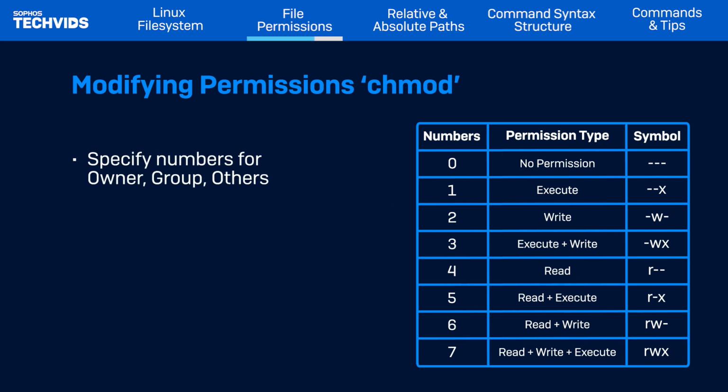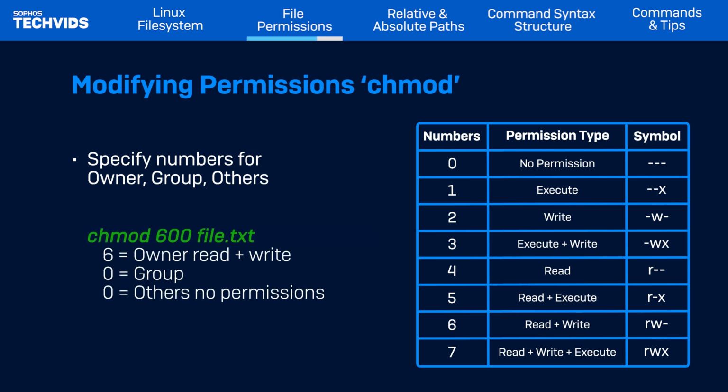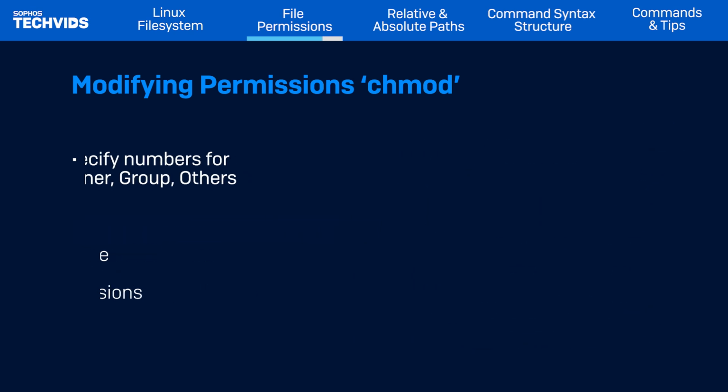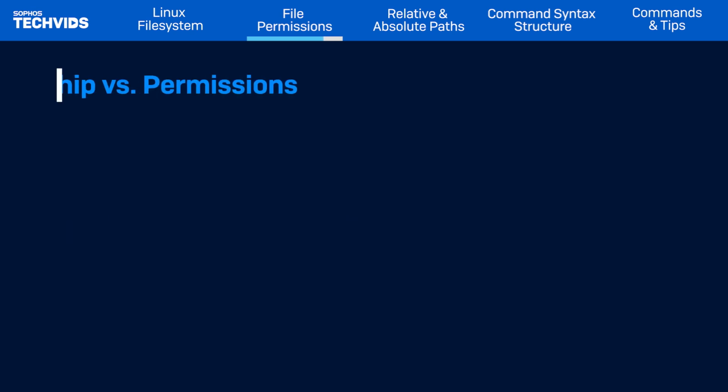We need to specify a number for each, the owner, group, and others on a file or folder. For example, to grant read and write permissions to the owner, you can use the command chmod 600 file.txt. In this case, 6 indicates read and write permissions for the owner, and 0 removes all permissions for the group and others. Now that we've covered permissions, let's go over the differences between ownership and permissions.